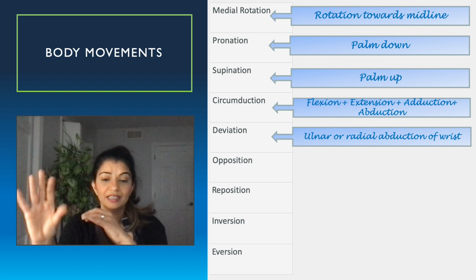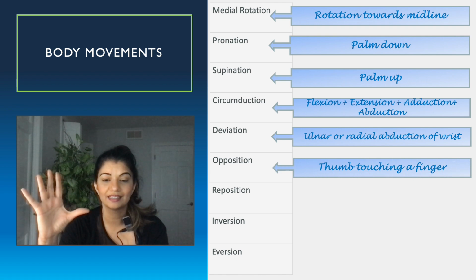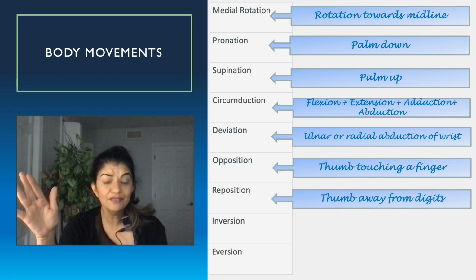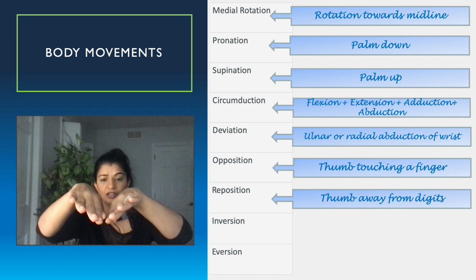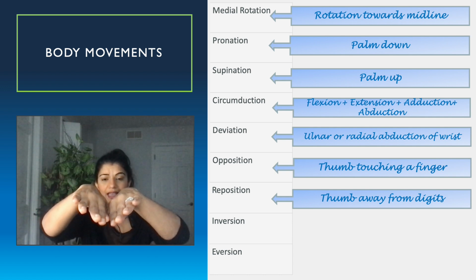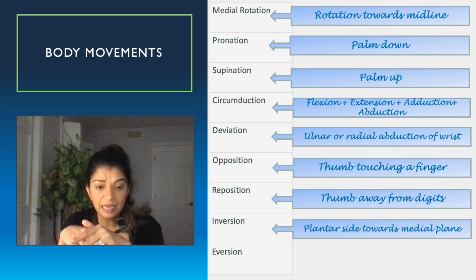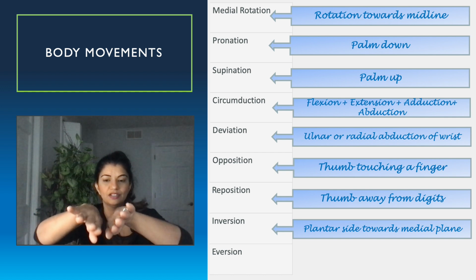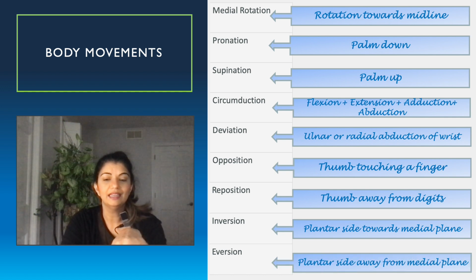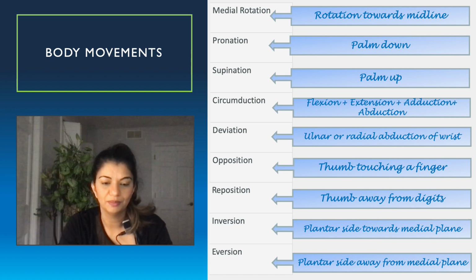Okay, opposition is going to be this, and then reposition is going to be this. Inversion, let's pretend my hands are your feet. Inversion is going to look a little bit like this, and eversion is going to look a little bit like this. So in inversion, the plantar side is turning in towards the medial, and in eversion, the plantar side is away from the medial plane.